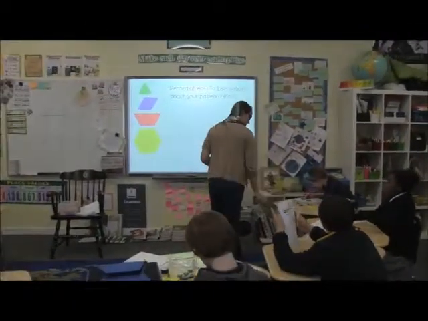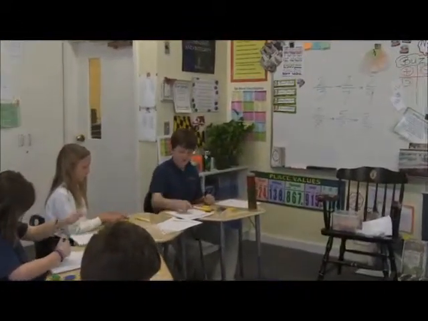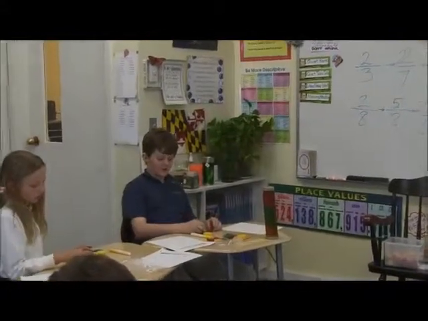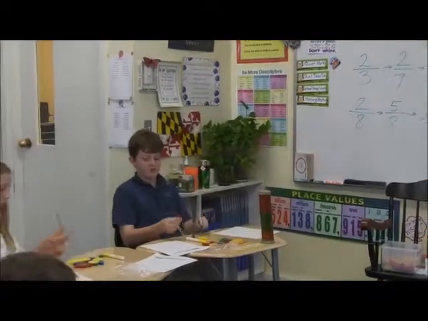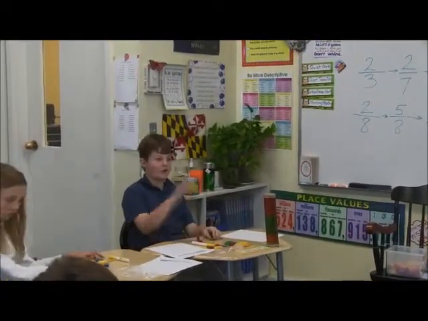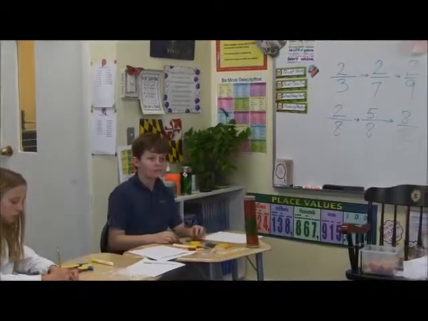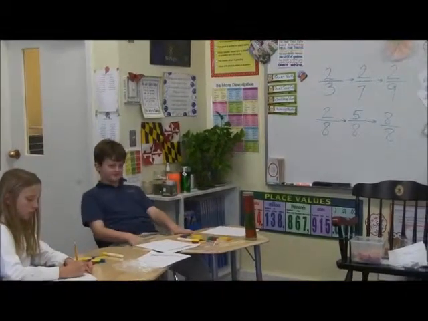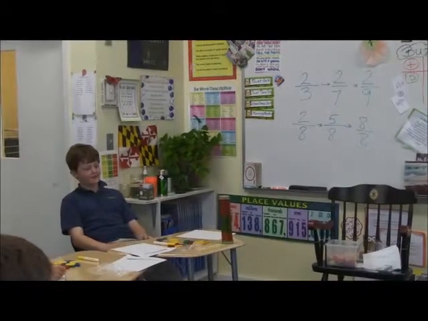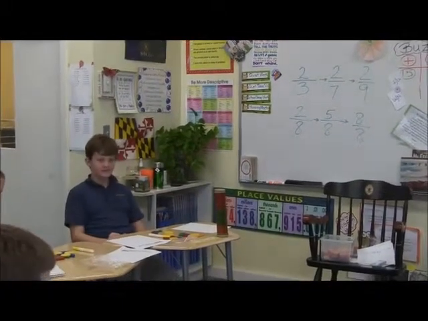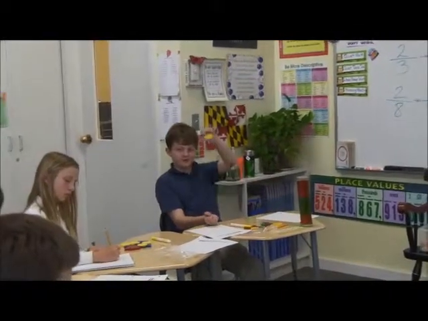I got a good one. Christian? I noticed that on this paper, the blue rhombus, the triangle, and the trapezoid all equal one hexagon. Oh. So how are you using fractions for that? So the smaller pieces are fractions of the yellow hexagon whole? All these pieces equal this.